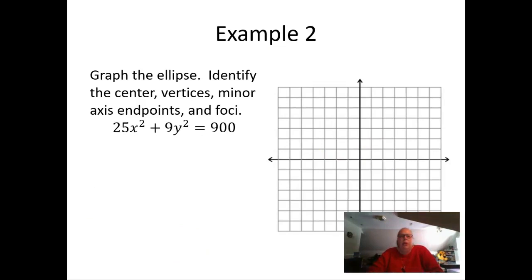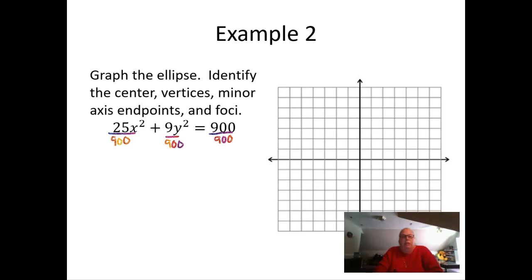Example 2, graph the ellipse, identify the center, the vertices, the minor axis endpoints, and the foci. All right, we need to get this into standard form, and the first thing we need to do is make sure that it's actually equal to 1. So let's divide everything by 900 so we can have our ellipse in standard form.